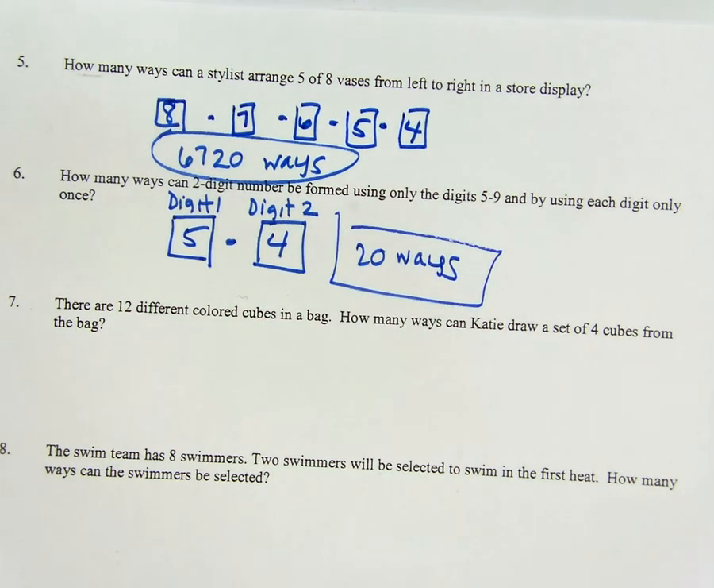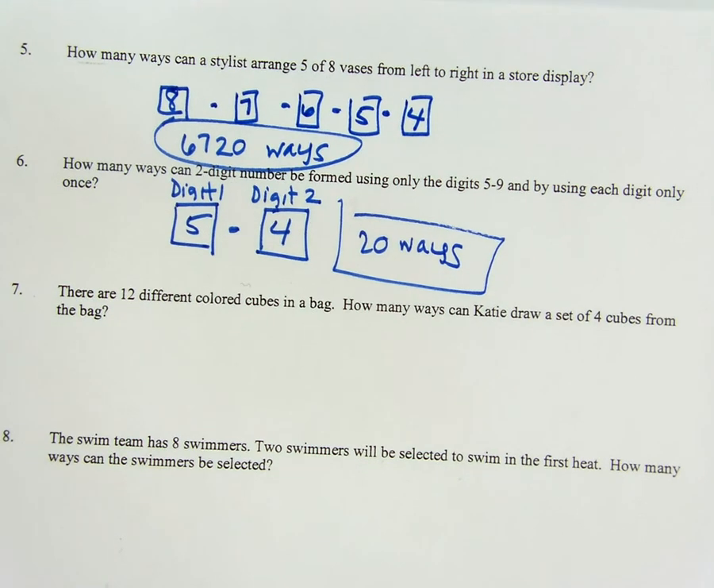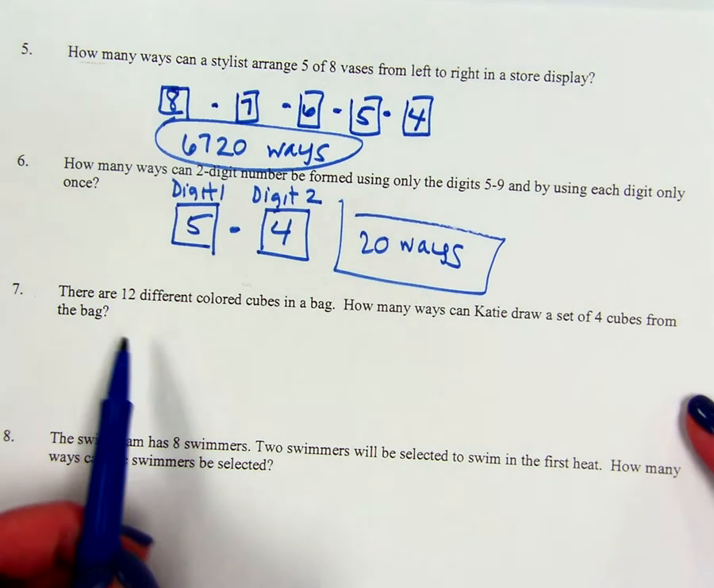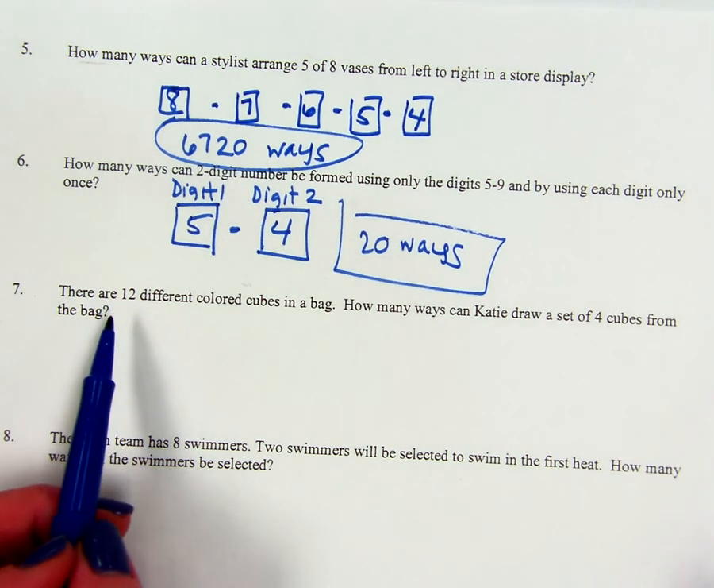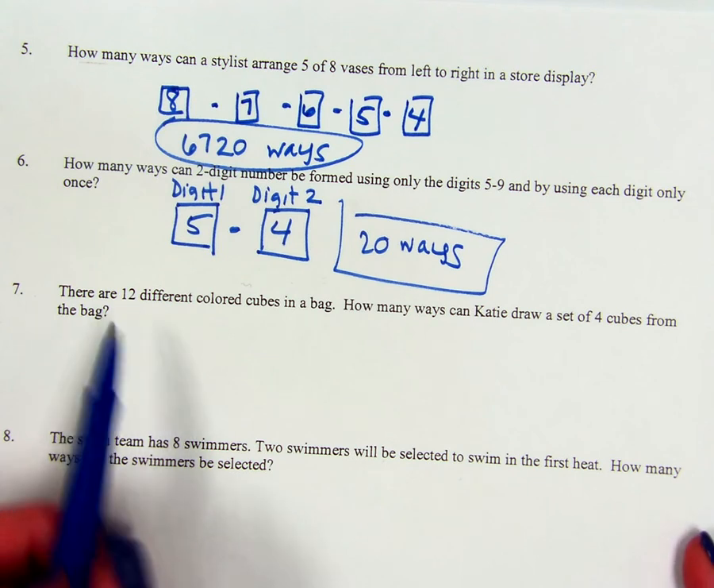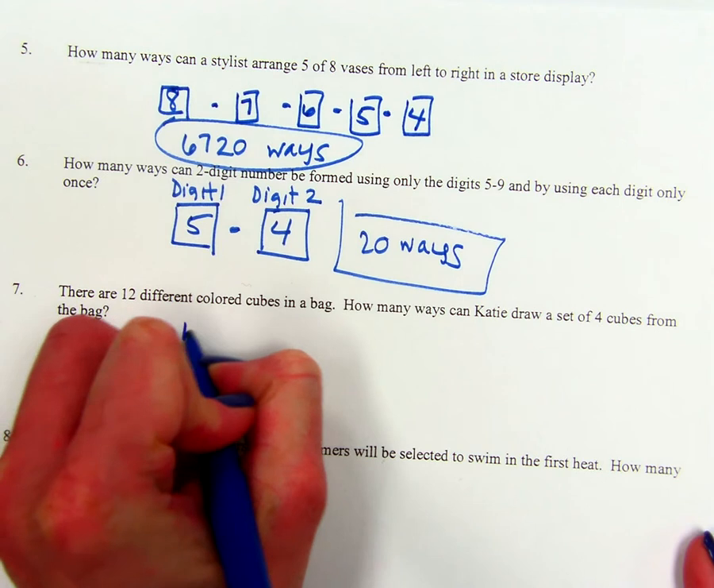All right. So 7 and 8 are a little bit different than what we've been doing. So 7 says there are 12 different colored cubes in a bag. How many ways can Katie draw a set of 4 cubes from the bag? So for this, we have a problem where the order does not matter. So if you look back at your notes earlier, if we have a problem where the order does not matter, that's going to be a combination. So this is going to be a combination problem.